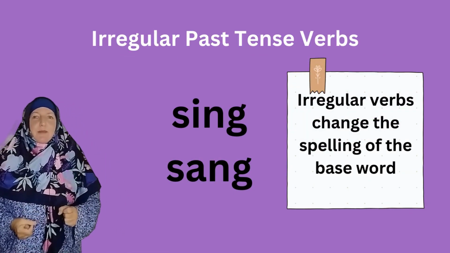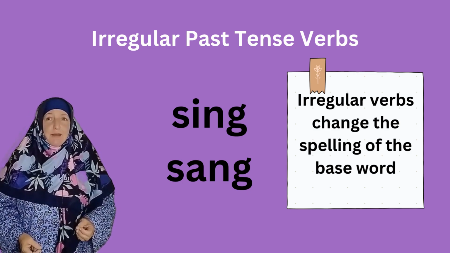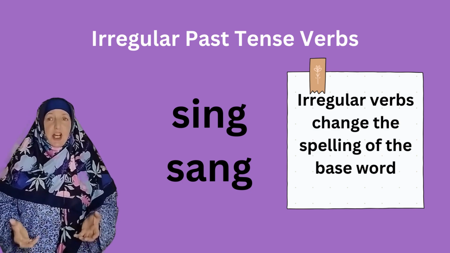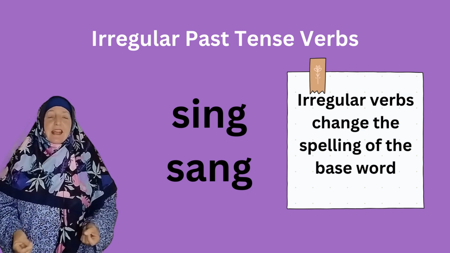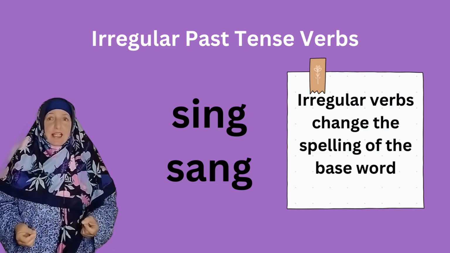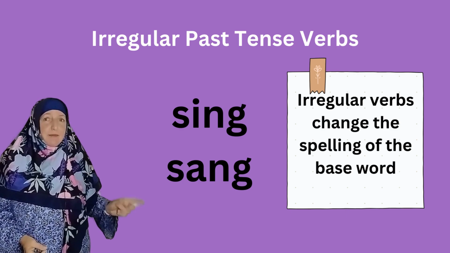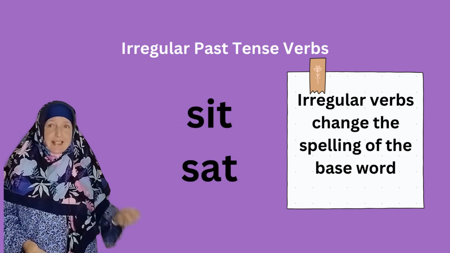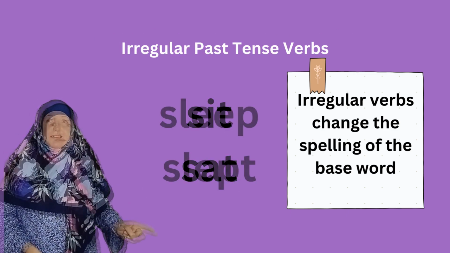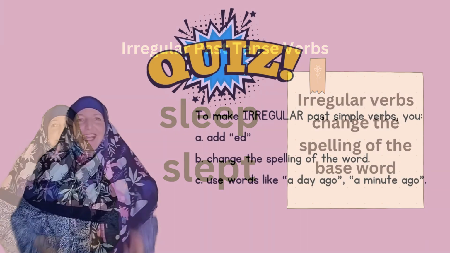Finally, let's talk about irregular past tense verbs. They function the same, meaning they're still used to talk about actions in the past that have stopped and finished, but they change the spelling of the base word. Here, sing becomes sang. Sit becomes sat. Sleep becomes slept.